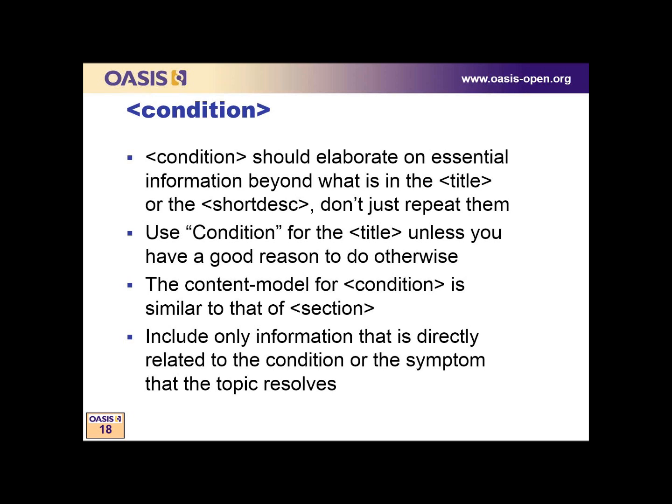So let's see, the content model for condition is very similar to section. You can have paragraphs, lists, tables, illustrations, and things like that. Only put in information that's directly related to the condition or the symptom that the topic resolves. You do not want to get into talking about why the condition may have occurred at this point.